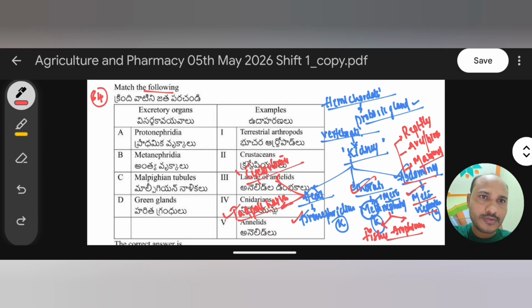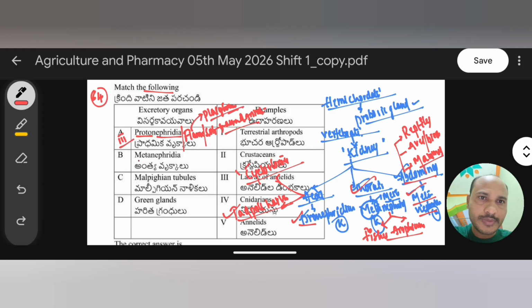Now here we analyze this MCQ. Protonephridian kidney. Don't confuse it: proto is completely different from pro. Pronephridian kidneys are seen in cyclostomes and tadpole. But here it asks about protonephridian kidney, also known as flame cells. Flame cells are also called solenocytes, which are generally seen in platyhelminthes. We also see this type of kidney in the larva of annelids. So the right answer for A is third.